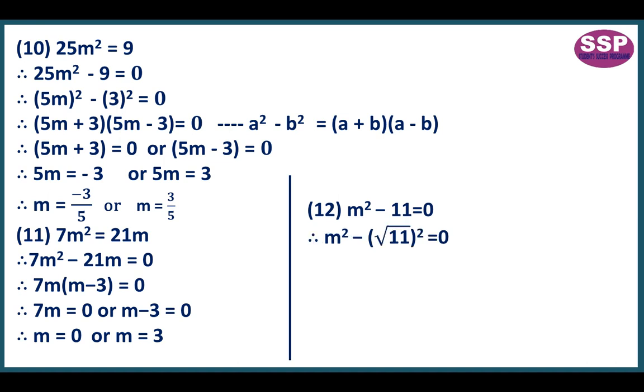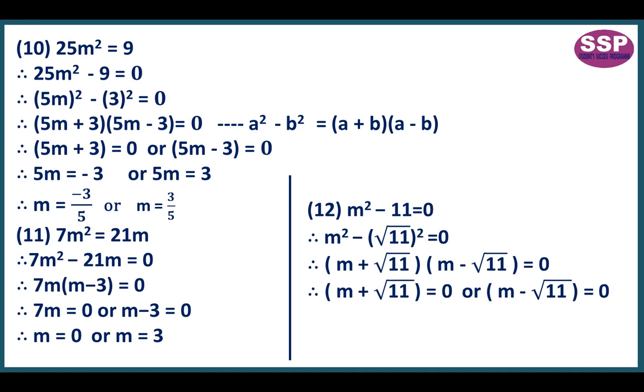Therefore m square minus (under root 11) square equal to 0. Now this equation is in the form a square minus b square. So we can write it as m plus under root 11 into bracket m minus under root 11 is equal to 0. Therefore m plus under root 11 is equal to 0 or m minus under root 11 equal to 0. Therefore m is equal to minus under root 11 or m is equal to under root 11. Okay.